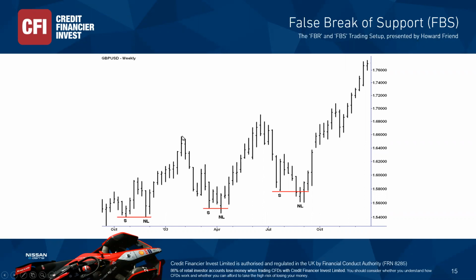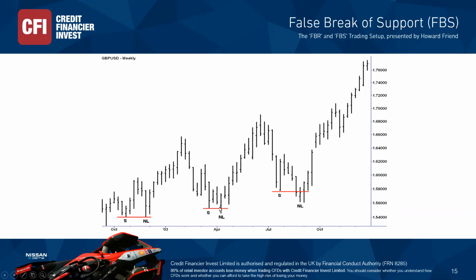So after topping out, we get a bit of a selling wave, a bit of a bounce, another selling wave, another bounce, and then we get this push down through the support level. So here's the support level. The market breaks through it on this bar, but by the end of the bar closes significantly above it.